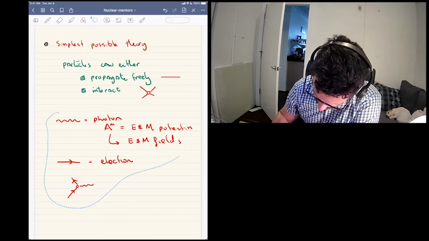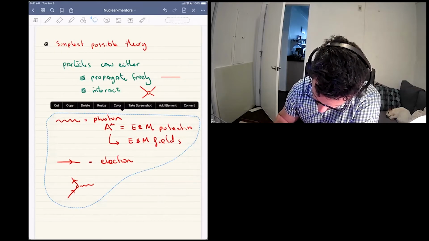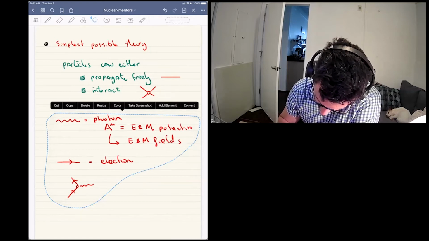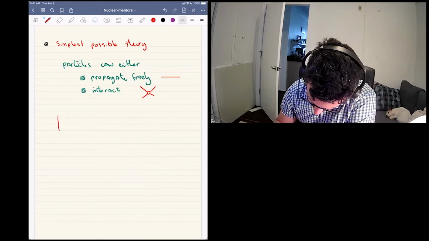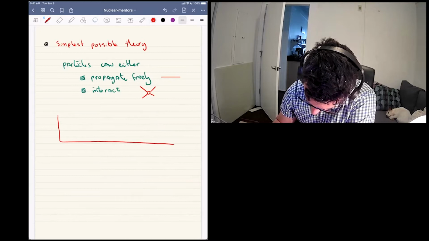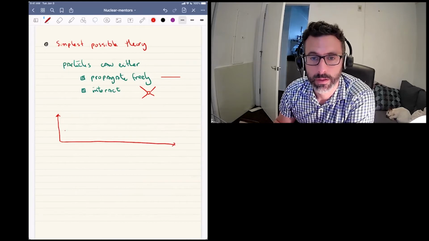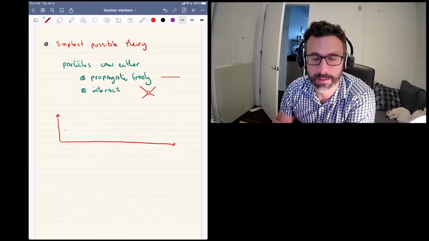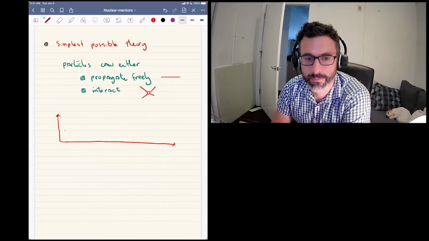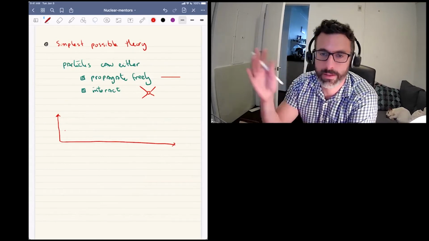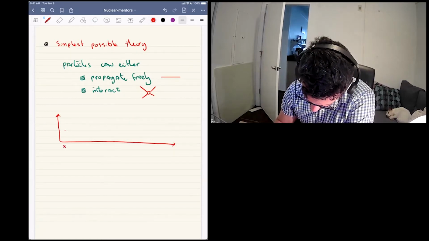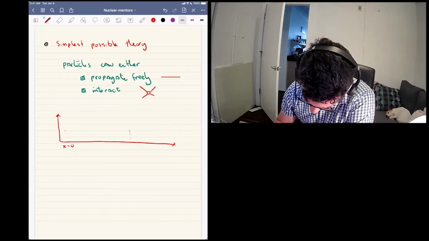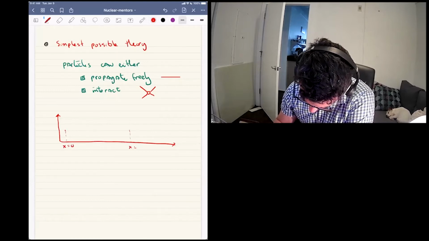Okay, so we have a nice question, which is, what is a field? That's a very good question. So think about a mattress or a sheet. Let's say that I wanted to describe the height of your mattress for every single point in space. And let's say your mattress goes from x equals 0 to the length of your mattress, which is x equals L, okay?